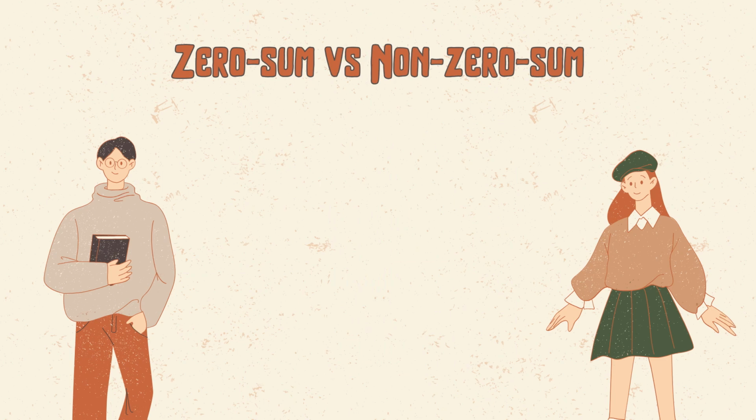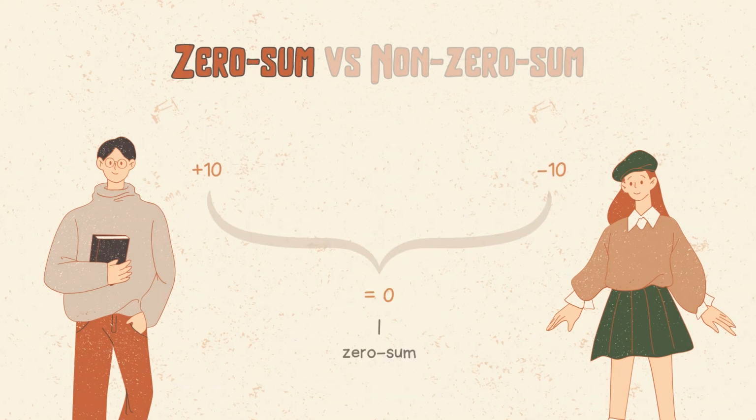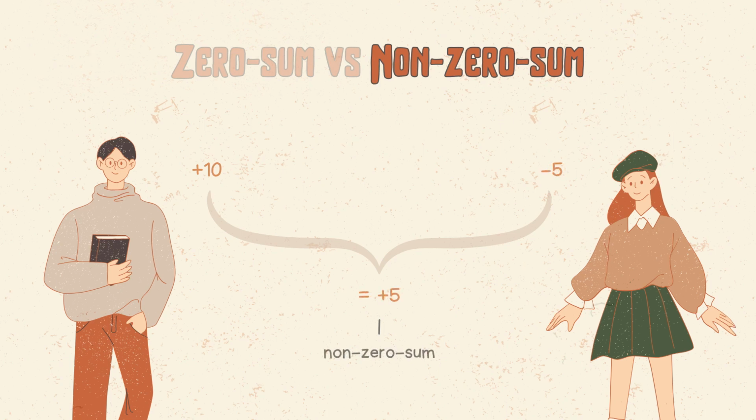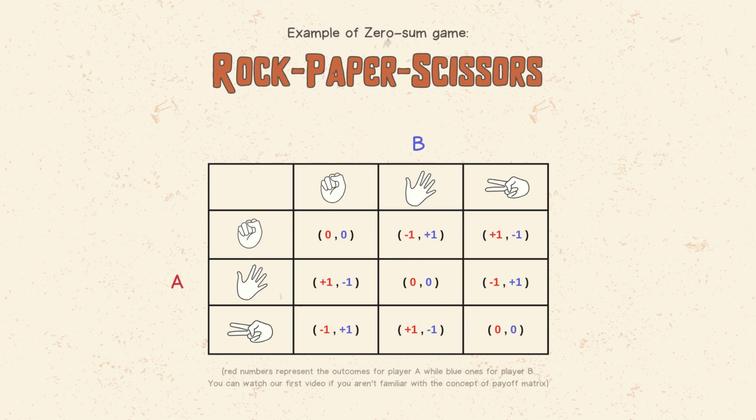Then we have zero-sum and non-zero-sum games. A zero-sum game is one in which the sum of the payoffs of all players is 0 for every possible outcome. In other words, one player's gain is another player's loss. While in non-zero-sum games the players can have mutual gains or losses. Rock, paper, scissors is a zero-sum game because the total payoff for both players is always 0.